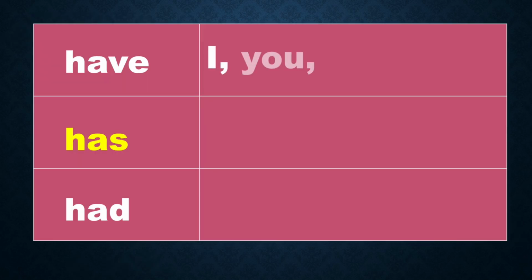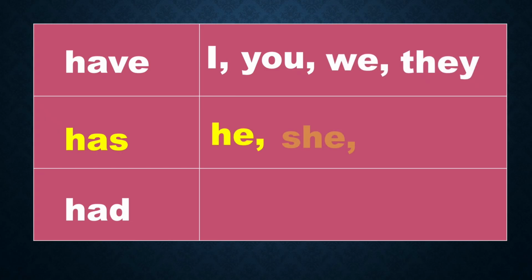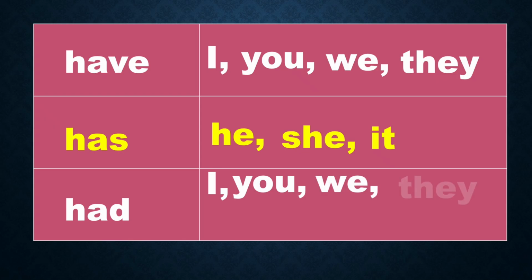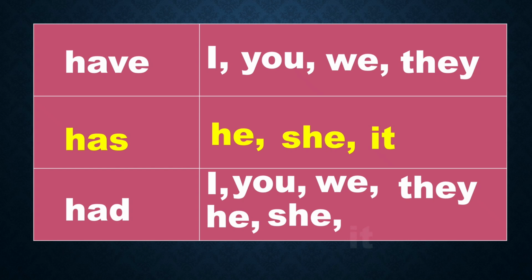Let's revise. Have is used with I, you, we, they. Has is used with he, she, it. And had is used with everyone: I, you, we, they, he, she, it. Revise this table.